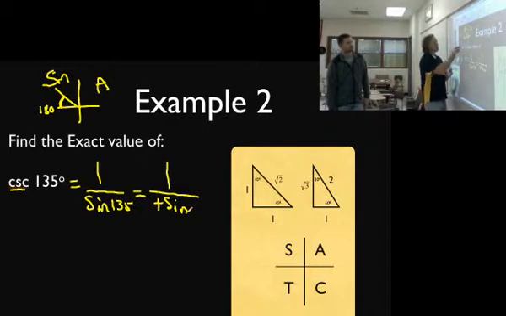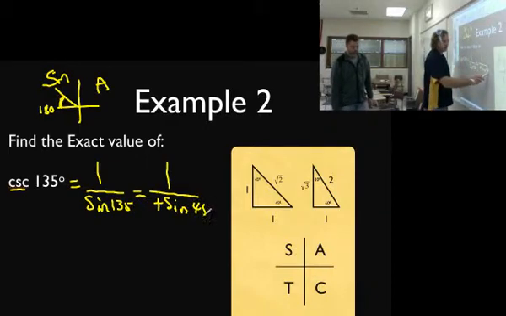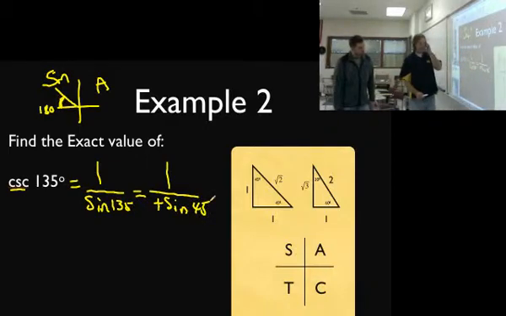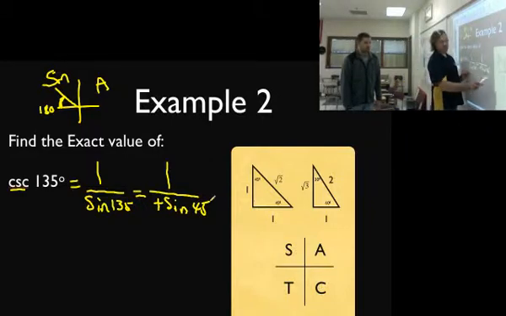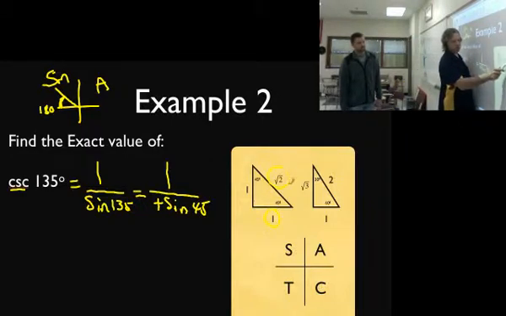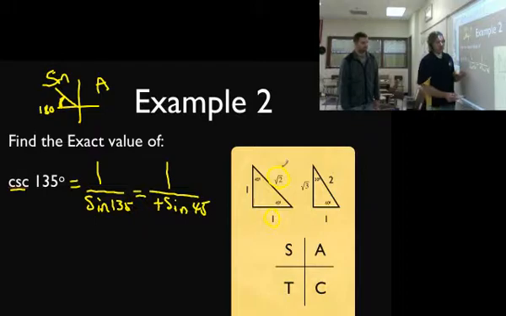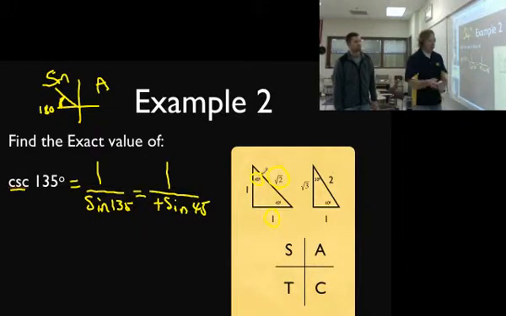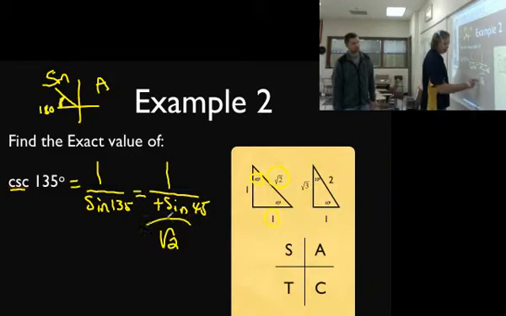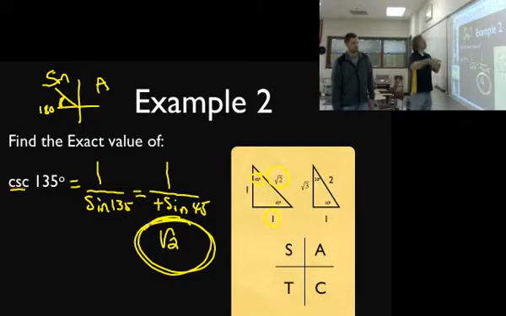What was the reference angle again? 45. All right, so do you remember what the sine of 45 was? Well, sine of 45 is 1 over the square root of 2. And since I'm flipping that over, it'll be the square root of 2 over 1, and it was positive.